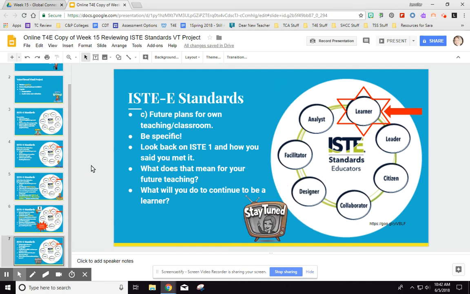The third thing that you're going to include in your VoiceThread on each slide is future plans for your own teaching in classrooms. And I want you to be specific with this. Don't just say, I'm going to keep using Twitter. Don't say that. Looking back, so you're going to look back on ISTE 1. So if I say that I met it by building my PLN, or if I say that I met it by doing that pedagogy research, think about now what that means for your teaching. What will you do to continue to be a learner?